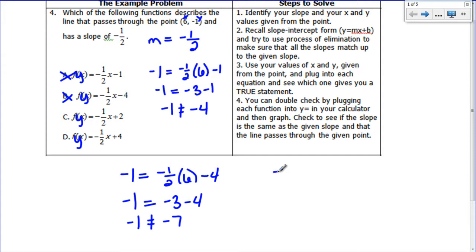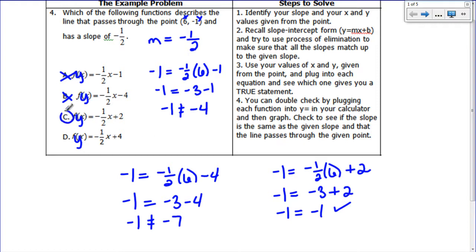So for C, I have -1 is equal to -1/2 times 6 plus 2. So I have -1 is equal to -3 plus 2. And if I do -3 plus 2, I get -1. And so -1 really does equal -1. So my answer is C.